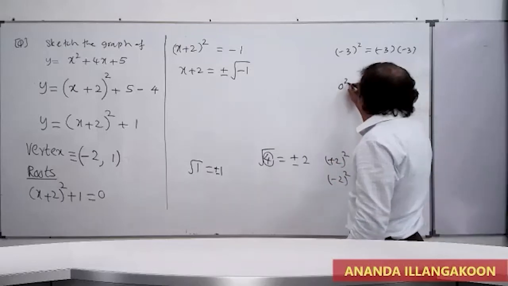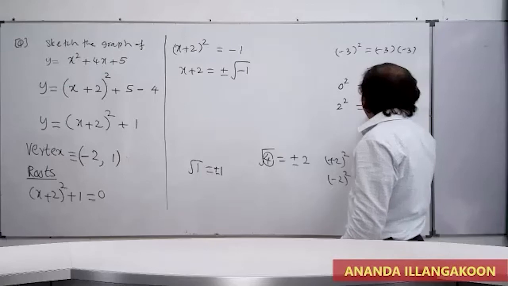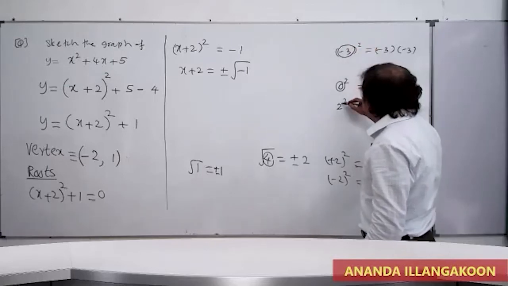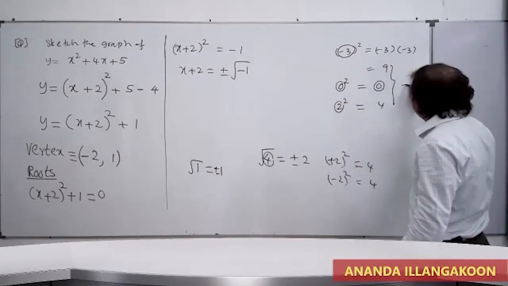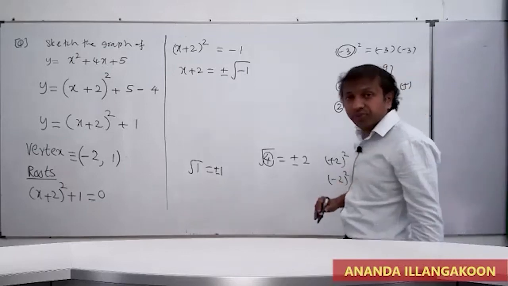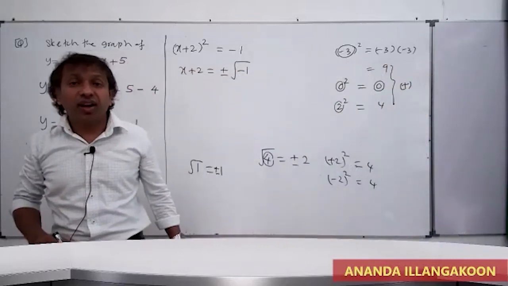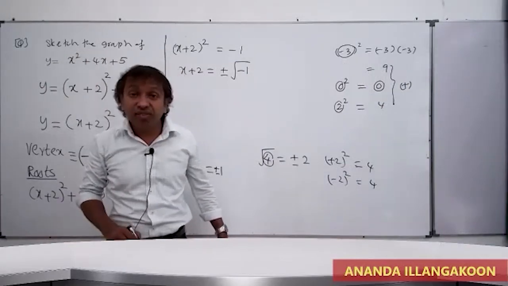When you square 0, we get 0. When you square 2, we get 4. See here, when we square any real number, what is the answer? The answer is either 0 or positive. No real number, after squaring, gives a negative value as the answer.